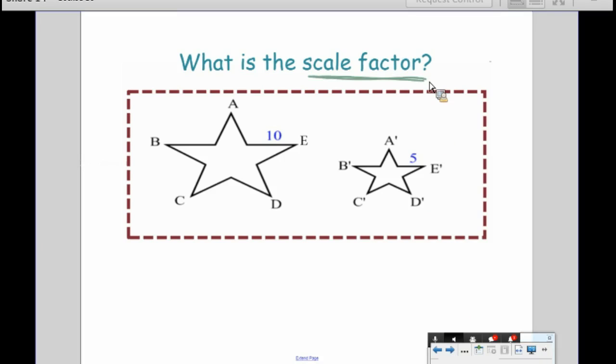All right, let's remind ourselves how to get the scale factor. Scale factor is second over first. So what's the scale factor here? 5 over 10, 1/2. And then you always use common sense. Did my figure get bigger or smaller? It got smaller. So my scale factor should be less than 1, and it is.